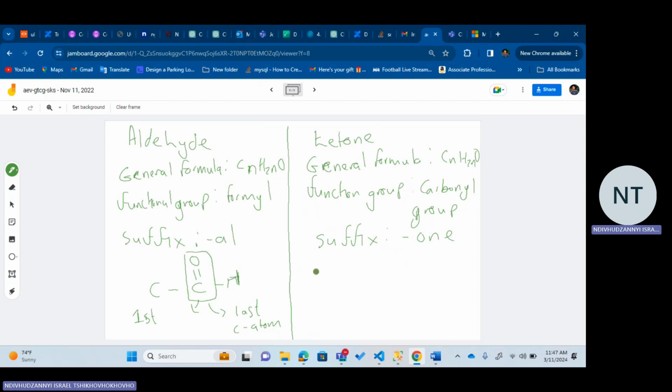Then for ketone, this is how we identify one, double bond O. So the double bond should be between the second and the second last carbon in your chain. Don't confuse that, right? Then yeah, that's it. Then let's see how we can name one, right?